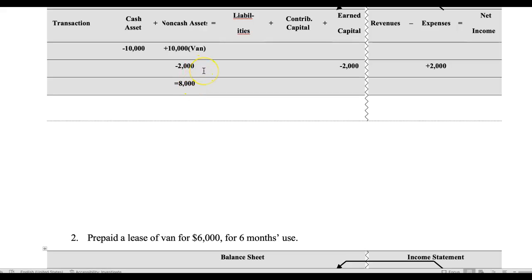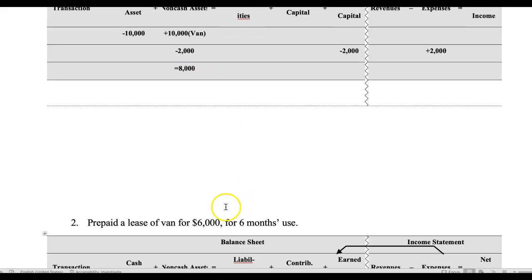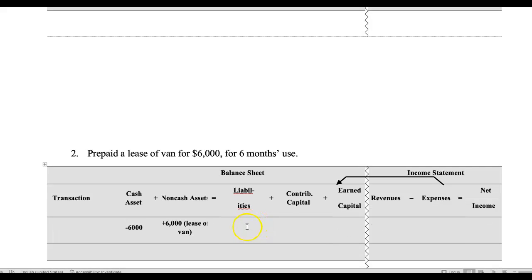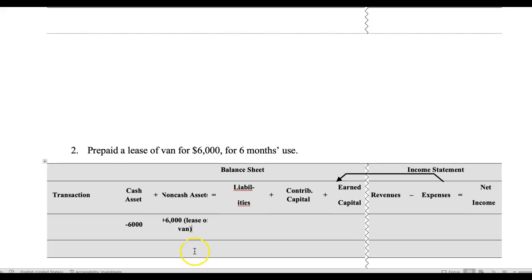Every month, if we are using a monthly period as our accounting period, we are going to depreciate 6,000 divided by 6, 1,000 per month. That will be reducing the value of this lease. It's the same thing.